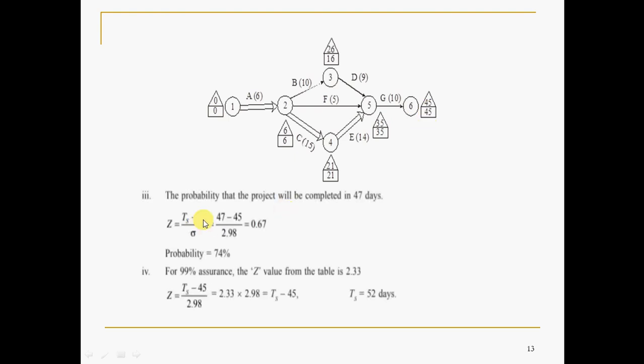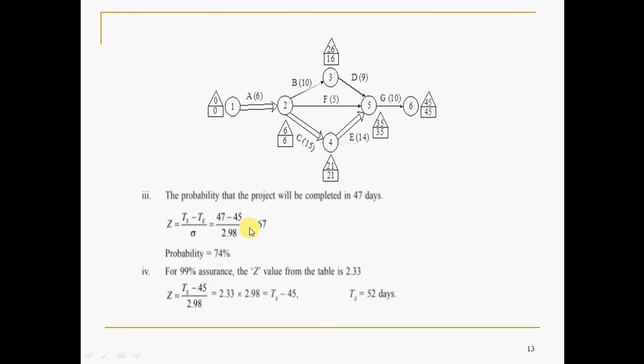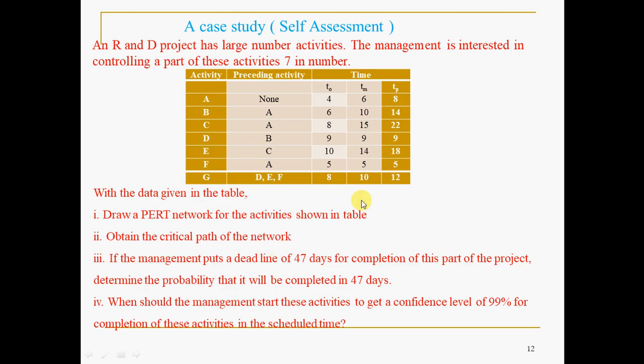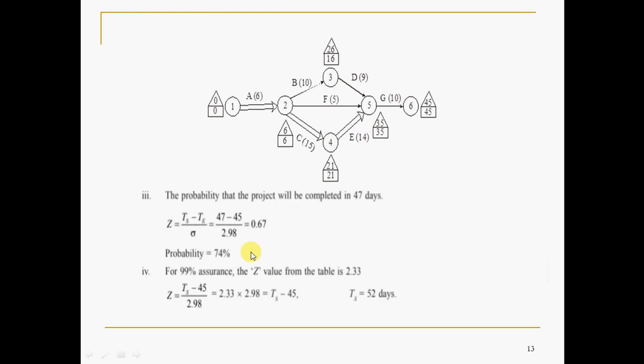Fine, all that. So then the probability that the project will be completed in 47 days, like. Okay, question number 3. 1 and 2 have been answered. What is 1 and 2? PERT network has been drawn, critical path has been obtained. That's why I have started straight away from 3. What is the probability of completing the project in 47 days? So TS is 47, 45 is our expected time, divided by sigma of these critical activities. So you have to take sigma square first, then sigma.